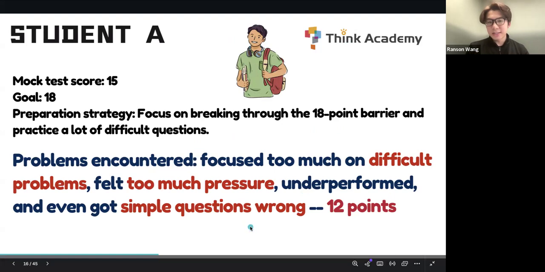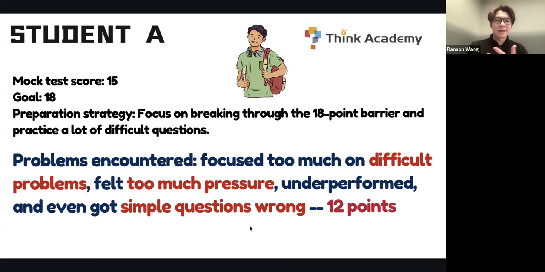And the problem encountered is this student does not have a very stabilized mindset. So right before the exam, the parents also let him focus on the difficult questions, and he just felt too much pressure. So that's why during the exam, he got so nervous. He felt like, oh, I have to get the first 15 questions correct. So every time there was even a little part he did not understand or was not sure about, he felt stressed and nervous. That's why it caused him to underperform. And just because of this, he even got the simple questions wrong. So eventually he only got 12 points.